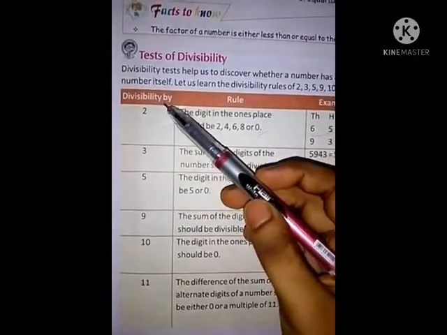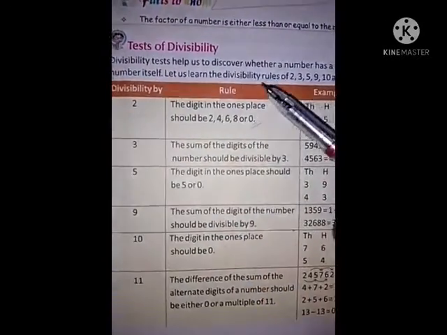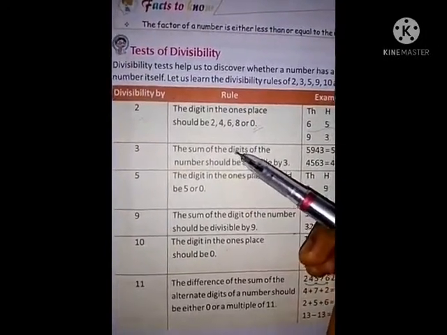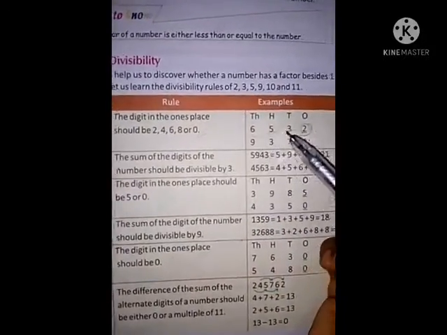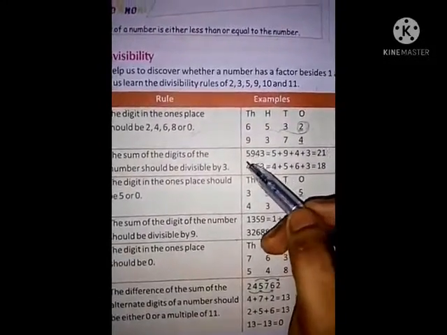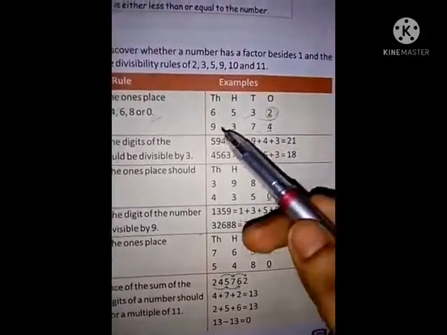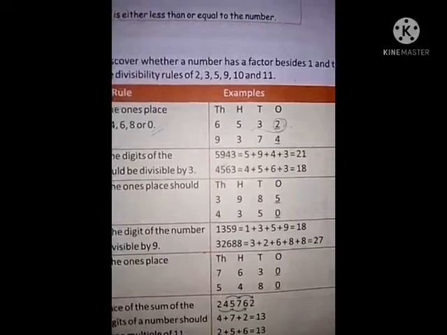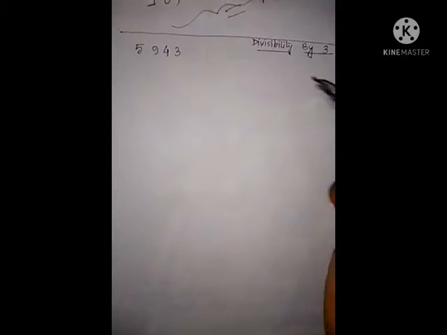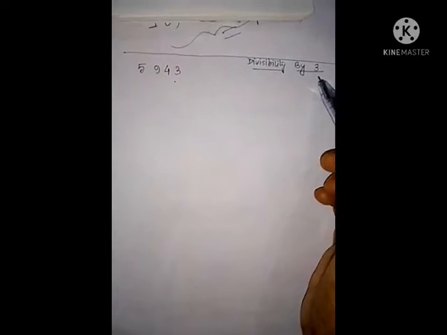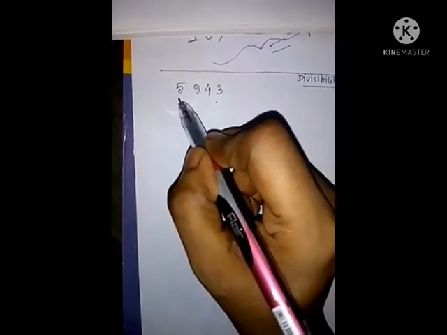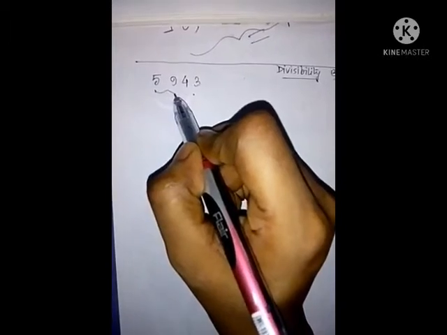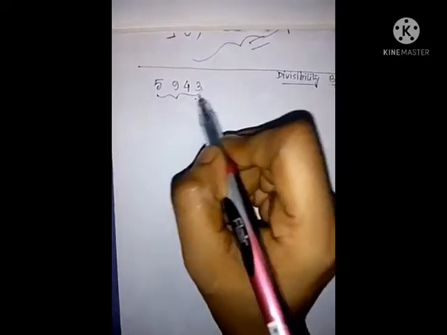See, divisibility by 3. For 3, the rule is that the sum of the digits of the number should be divisible by 3. See the example. Here a number is given. We are going to take this example again for better understanding. We are going to check whether this number is divisible by 3 or not. How? We have to follow one rule: we have to find the sum of each of the digits.